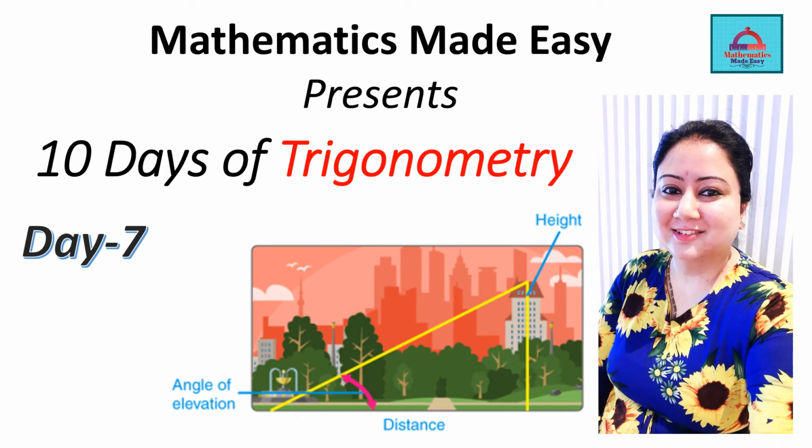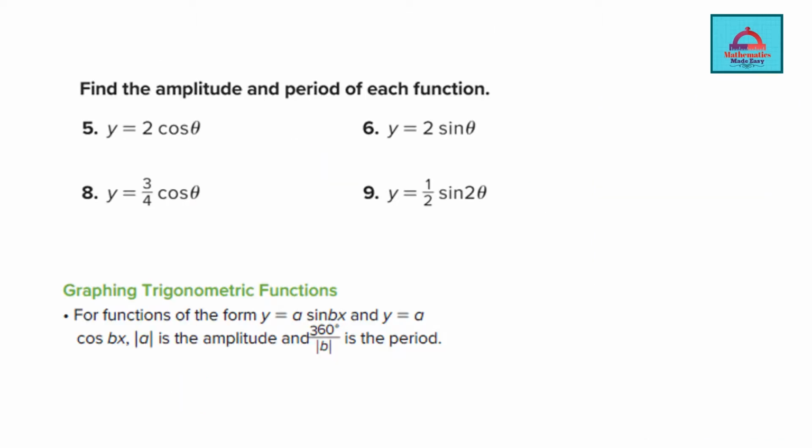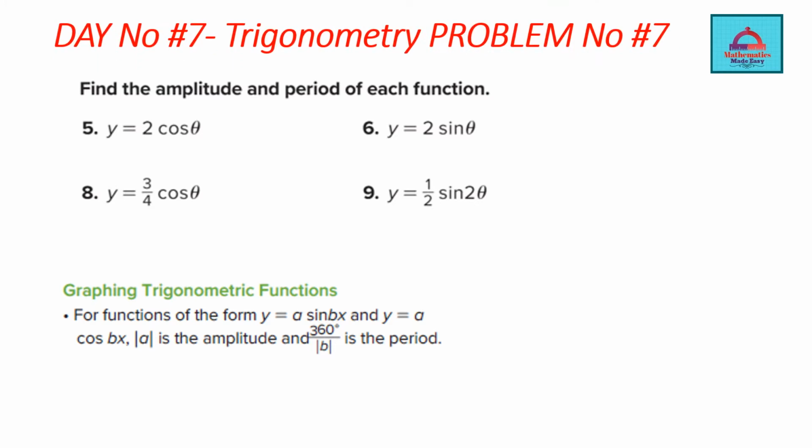So let's dive into the video and see what problem 7 is for today. This is problem 7 for day 7 of 10 days of trigonometry. I have kept here actually 4 parts for you, but they are to be solved similarly. Let's see what we need to find. We need to find the amplitude and period of each of these functions.